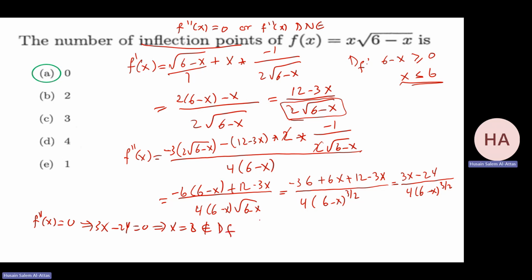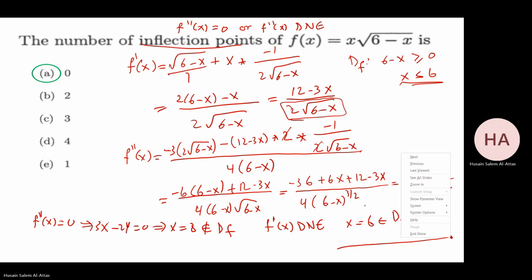Okay. We'll go to where f double prime does not exist. That is when x equals 6. Is it in the domain of f? Yes. However, when I do the number line, or I do the test intervals, this will be 6. That's it, nothing else. That's what I need to check.